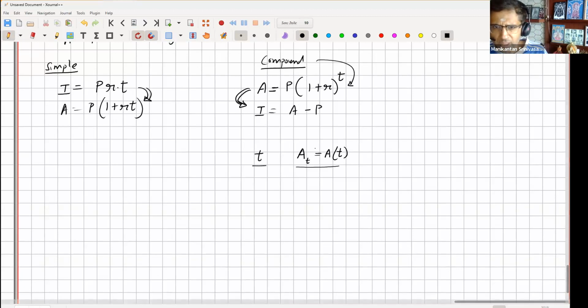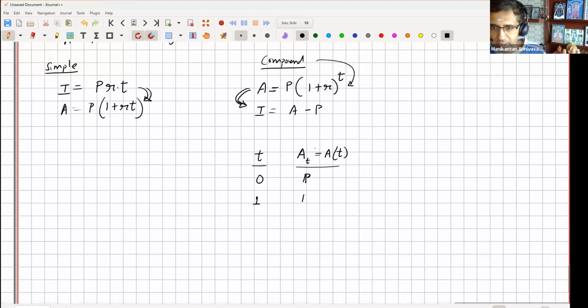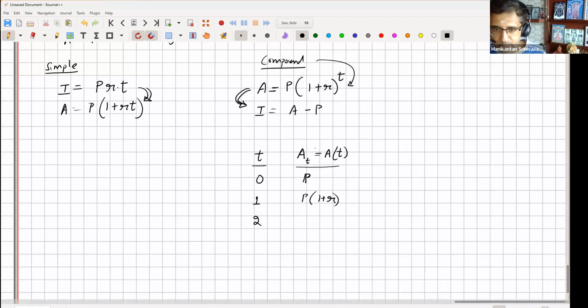Okay. So if I put t equal to 0, then the amount I have in the bank is P times (1 plus r) power 0, which is just P, because I'm just investing. After 1 year, let's say it's all compounding yearly, it's P times (1 plus r). And then after 2 years, it is P times (1 plus r) whole square. So this is a geometric sequence, except that the common ratio is 1 plus r.